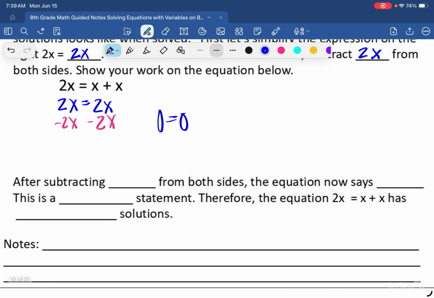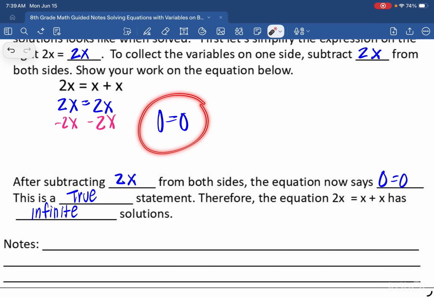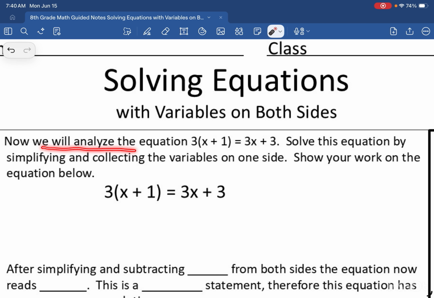After subtracting 2x from both sides, the equation now says 0 equals 0. This is a true statement. Therefore, the equation 2x equals x plus x has infinite solutions. So this time, if I cancel out all my variables and I get a true statement, my solutions are going to be infinite. Now we will analyze the equation 3 times the quantity x plus 1 equals 3x plus 3.